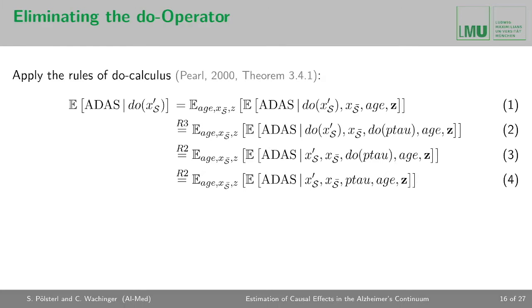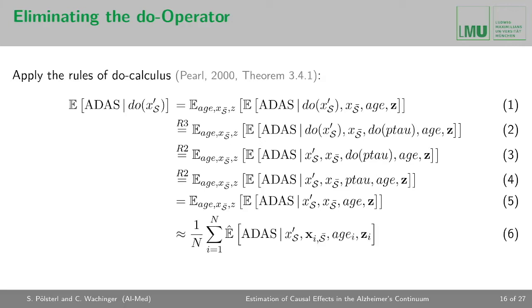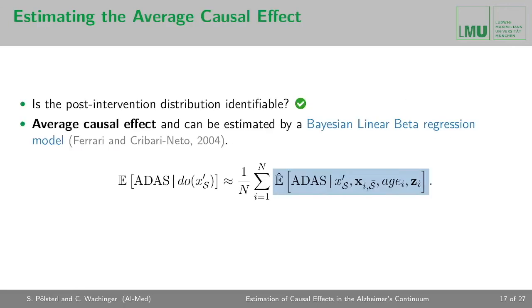Next, we apply three rules from do calculus. This is the crucial step that does result in eliminating the do operator from the expectation. The details are a little bit tricky because it involves manipulations of the causal graph and checking for certain independencies in the manipulated graph. Therefore, I will skip this part. Next, we simplify the formula by utilizing independencies given by the causal graph to eliminate p-tau from the condition. Finally, we approximate the outer expectation by Monte Carlo.